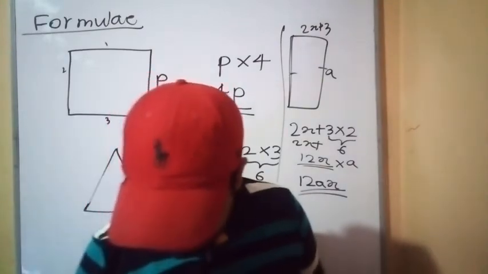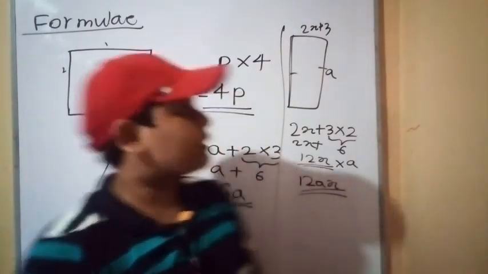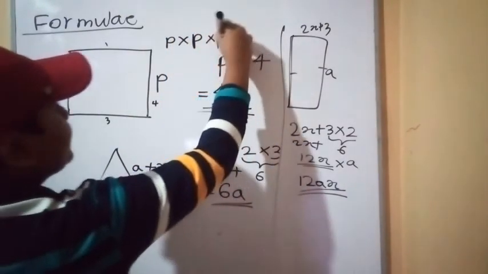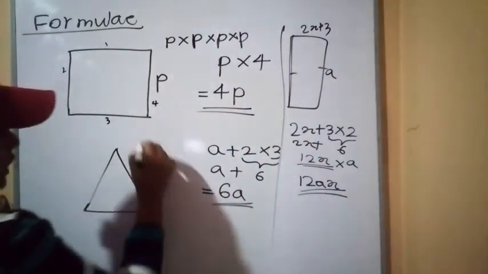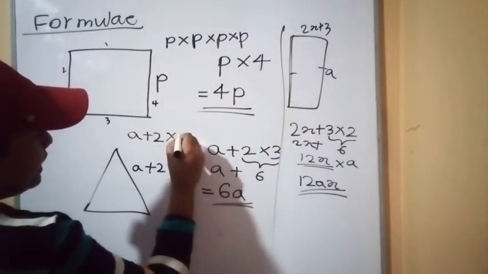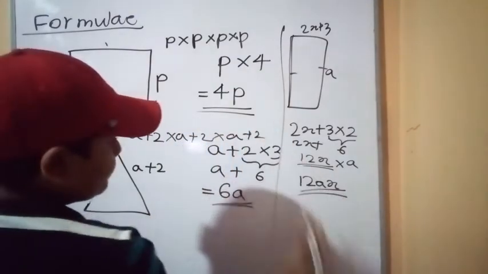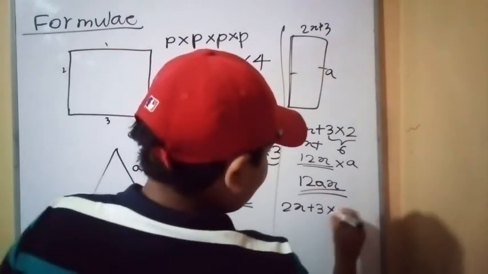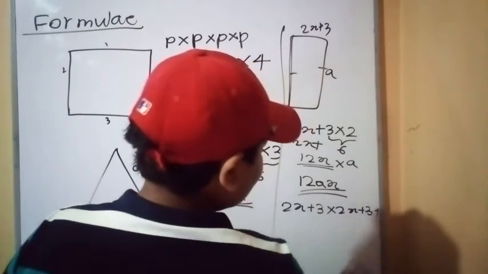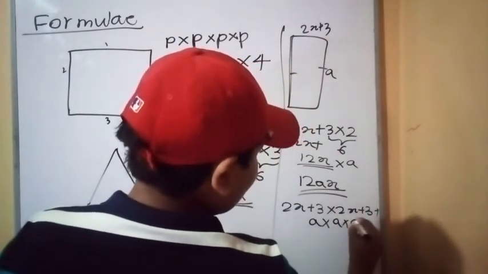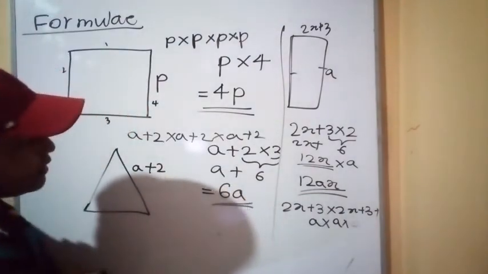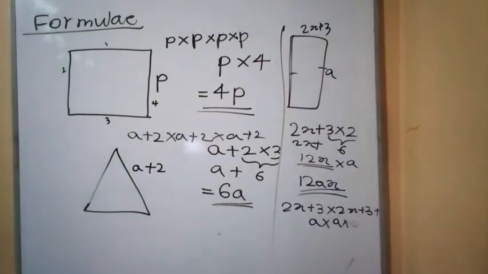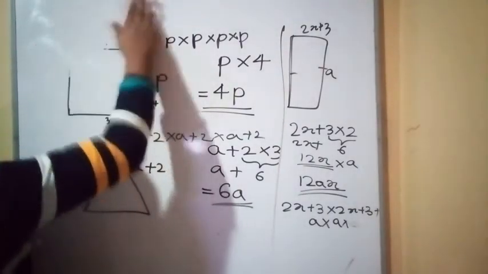Now find the length of the side, which is P. Now if you get this as P multiply P. There are 4 sides. Now you can name this as A plus 2 multiply A plus 2 multiply A plus 2. You can name this as 2x plus 3 multiply 2x plus 3 plus A multiply, right? Now these are very easy, that formulas one. Alright, very easy one, that formula.